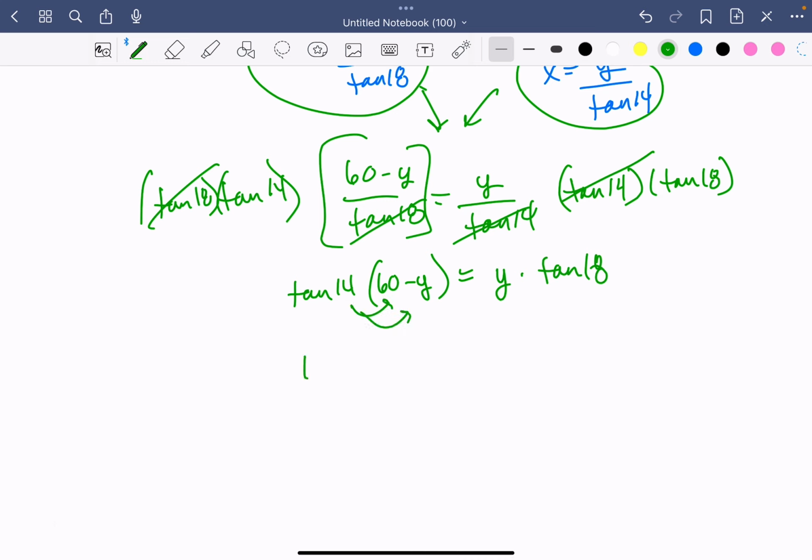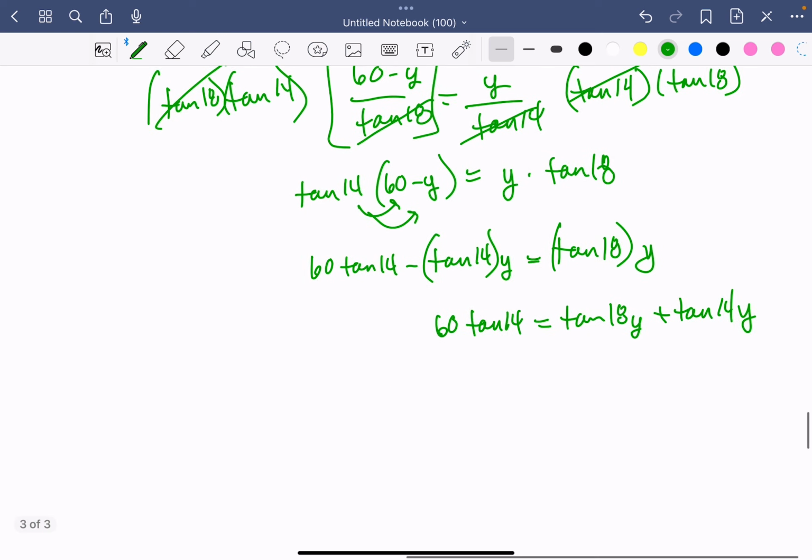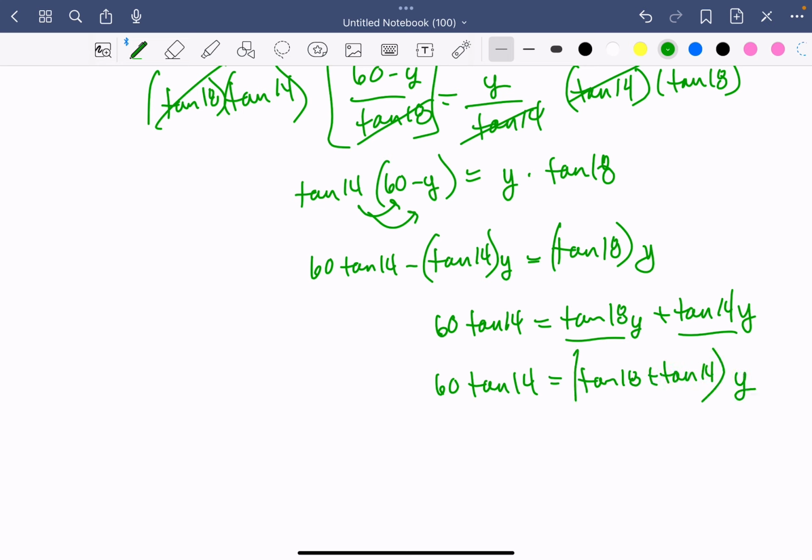So now I distribute. I get 60 tan of 14 minus tan of 14 times y is equal to tan of 18 times y, right? But remember, I want everything to give me y. So 60 tan of 14 is equal to tan of 18 that many y's, plus tan of 14 that many y's. If I factor that out, I get the tangent of 18 plus the tangent of 14, that many y's. Then I just divide by that number. So y is equal to 60 tan of 14 divided by (tan 18 plus tan 14).